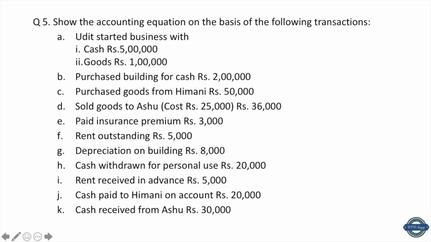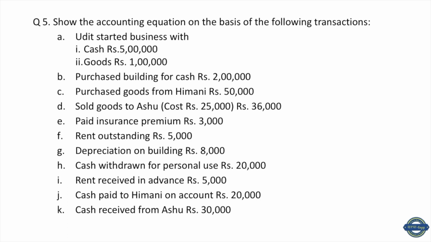Question 5. Let's start with reading this, and please pause this question so that you can note down and solve it with me. Show the accounting equation on the basis of the following transactions. Udit started business with cash rupees 5 lakh and goods rupees 1 lakh. Purchased building for cash for rupees 2 lakh. Purchased goods from Himani rupees 50,000.